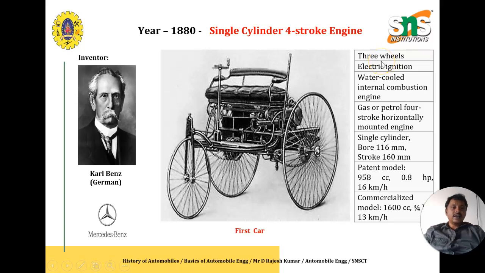It is a three wheeler, and it has an electrically ignited engine. It is cooled by means of water. Here gas or petroleum is used as fuel. The cylinder bore is 116 mm, and the stroke is 160 mm. So it is a 1000 cc engine, and it is a 0.8 horsepower engine. Its maximum speed is about 16 kilometers per hour. It was later commercialized as a 1600 cc engine.